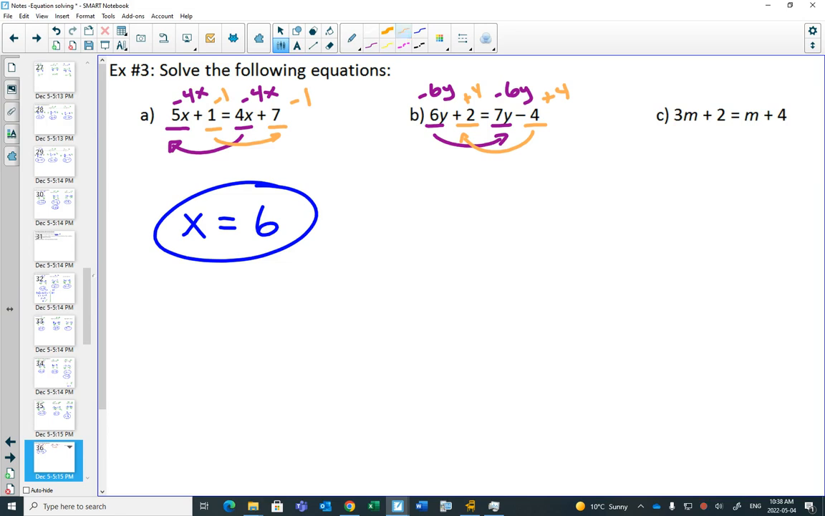What am I left with? 6 on this side and y on that side. I'm done. It's crazy.